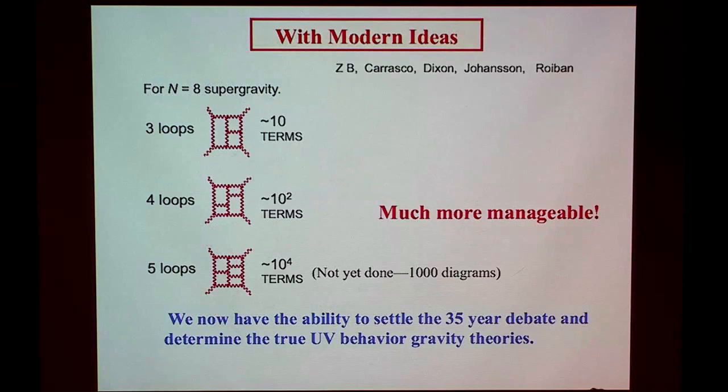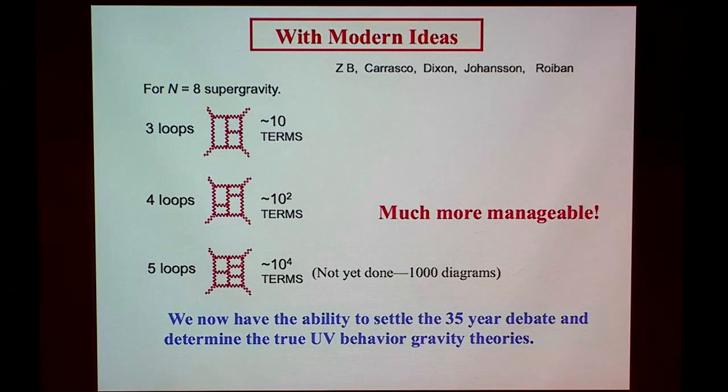Quite a bit better. 3 loops, 10 terms. So sometimes as a stunt at summer schools, I just work it out on the blackboard. It takes a little while, an hour and a half, but it fits on a blackboard and it gets done in an hour and a half. And when you get to 5 loops, that's already pretty complicated, and we've been having some technical troubles with it, but it's definitely within reach.